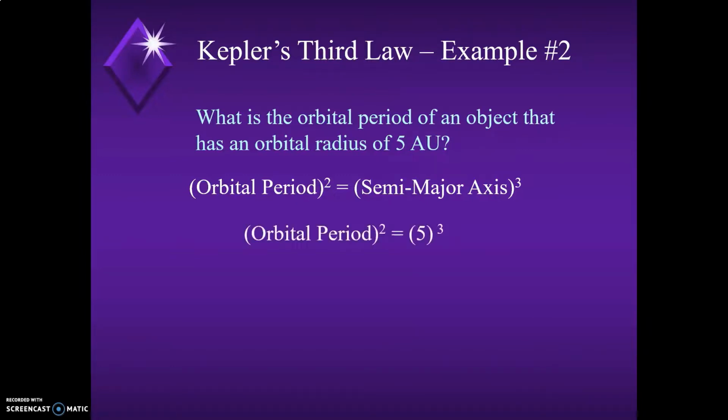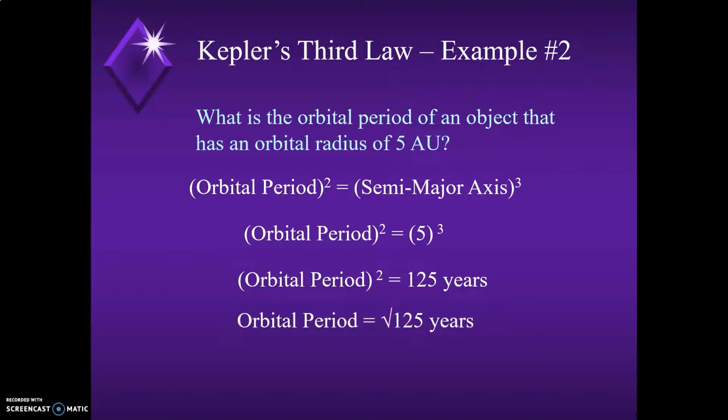So we say orbital period squared equals 5 cubed. 5 cubed means that we take 5 and multiply it by itself 3 times. So 5 times 5 is 25, times 5 would be what, guys? 125. So 5 times 5 times 5 is 125, and we're looking for orbital period, so that's going to be 125 years. So orbital period squared equals 125 years. But we can't stop there because we're not looking for orbital period squared. What are we looking for? We're looking for the orbital period. So how do you get just the orbital period? You got to take the square root of both sides. If you take the square root of orbital period squared, you get orbital period.